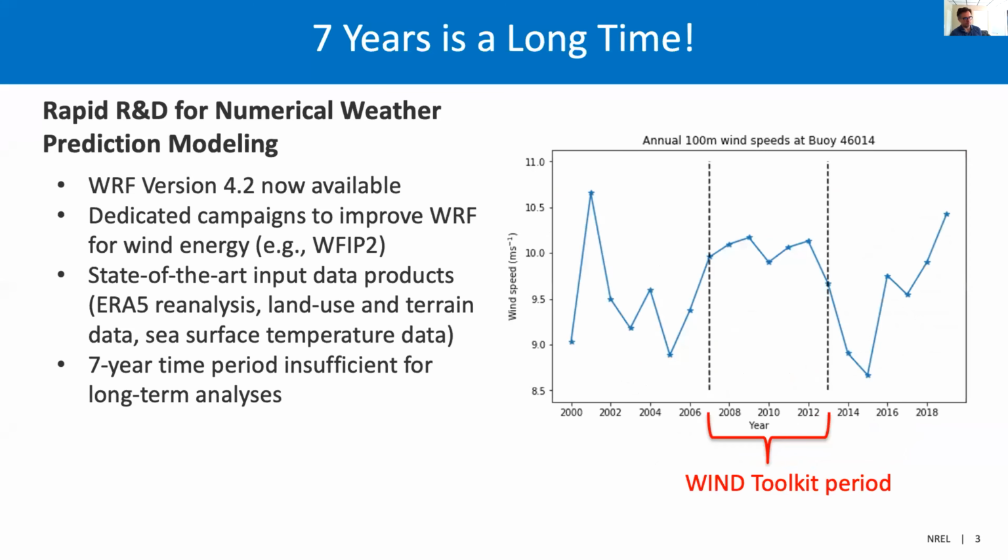Another reason to update the model is that the 7-year time period for the Wind Toolkit, going from 2007 to 2013, is generally insufficient for long-term analyses of the resource or energy production. As an example, on the right I'm showing annual average modeled wind speeds at a buoy location off the coast of California, with the Wind Toolkit period shown between the dotted lines. If you just looked at that period, this looks like an extremely stable resource year to year. When you extend it out to 20 years, the true variability of the resource comes out. So having a longer data set captures the true variability.